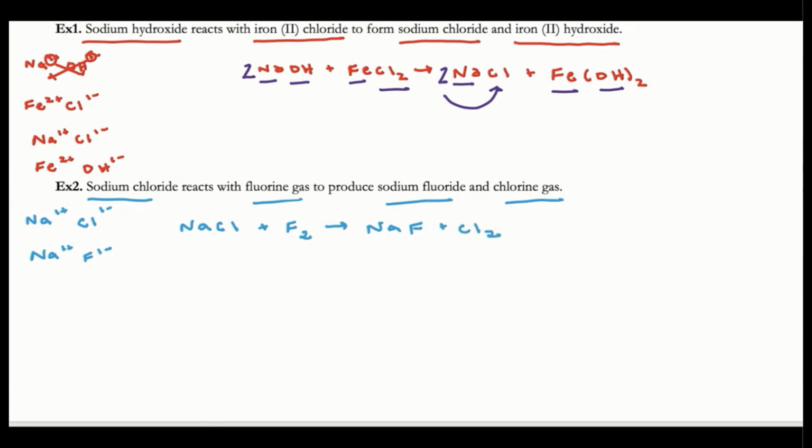Now I just need to balance. I've got 1 sodium, 1 sodium, 1 chlorine, 2 chlorines on my product side. So I need to put a 2 in front of sodium chloride. That now gives me 2 sodiums on my reactant side. So I've got to put a 2 in front of sodium fluoride on my product side. Now I've got 2 fluorines on my reactant side, and now I have 2 on my product side. So I am balanced.